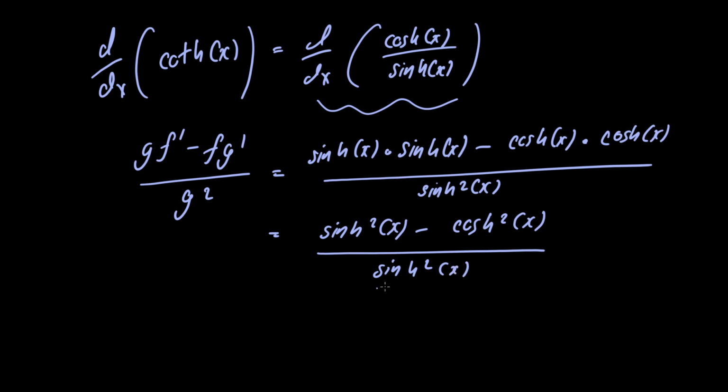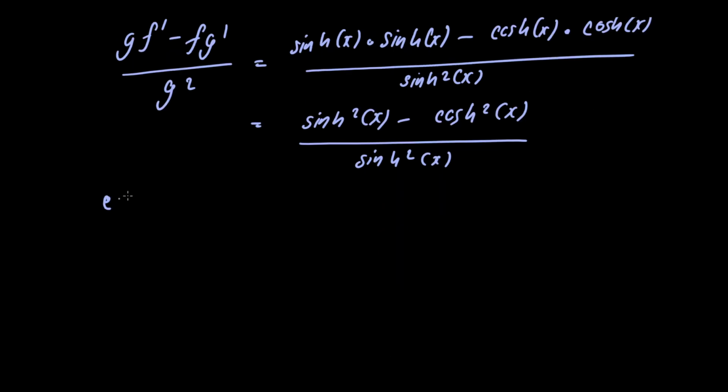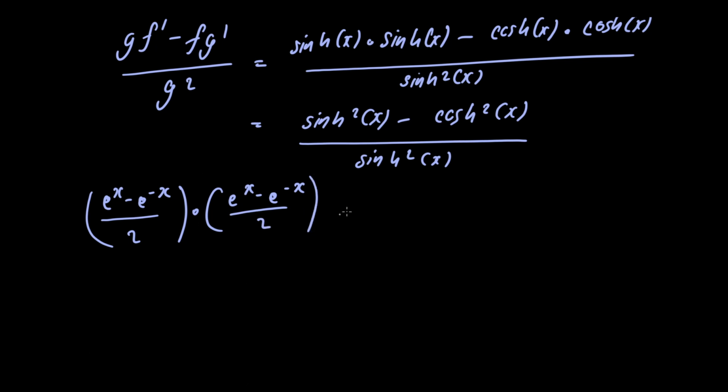We can't really simplify the numerator. Let's go ahead and rewrite the numerator in its exponential form and see if we get a simpler expression. So we're going to have e raised to x minus e raised to minus x divided by 2 multiplied by the exact same thing, minus e raised to x plus e raised to minus x multiplied by the exact same thing again.